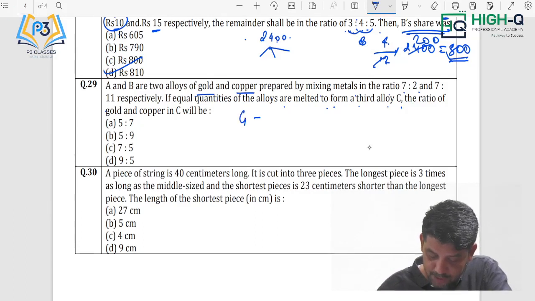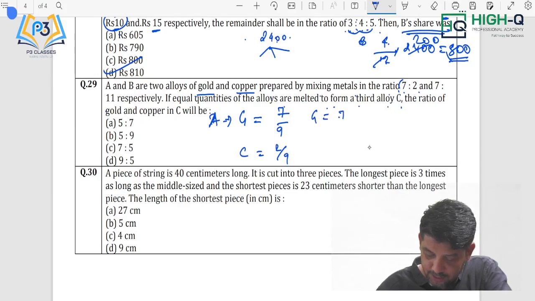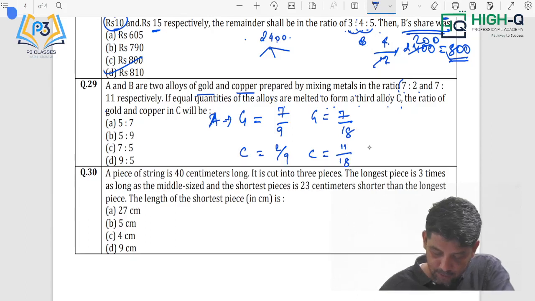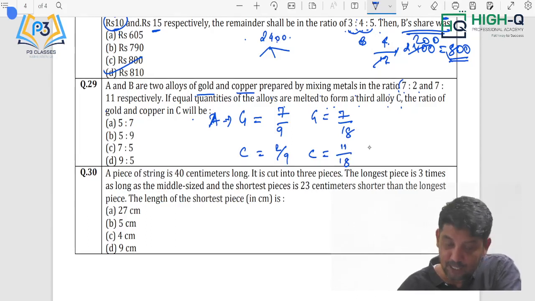So how much of gold in the first alloy? 7/9. First alloy, that is A. Copper is 2/9. Second alloy, gold is 7/18. Copper is 11/18. Now the question is, third part, that is C alloy. C means what? We are mixing both. So add both of them.